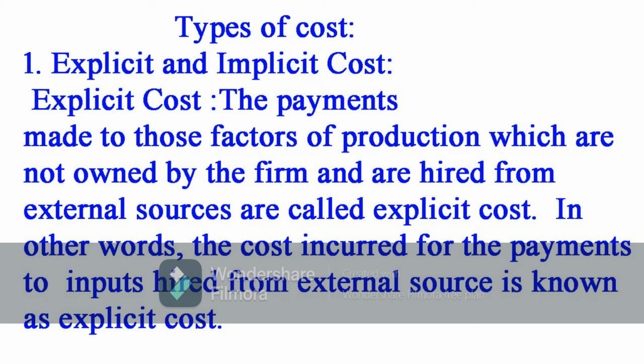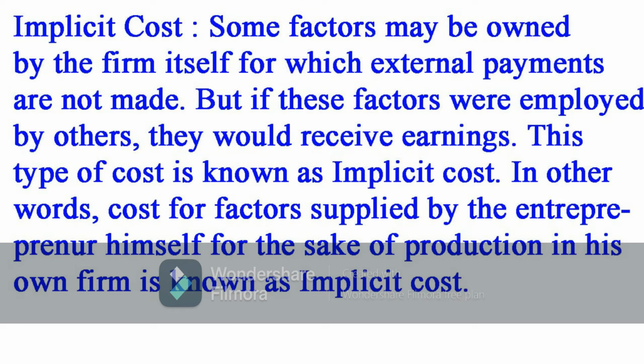On the other hand, some factors may be owned by the firm itself for which external payments are not required, but if the factors were employed by others, they would receive earnings. So this type of cost is known as implicit cost. In other words, the cost for factors supplied by the entrepreneur himself or herself for the sake of production in his own firm is known as implicit cost.